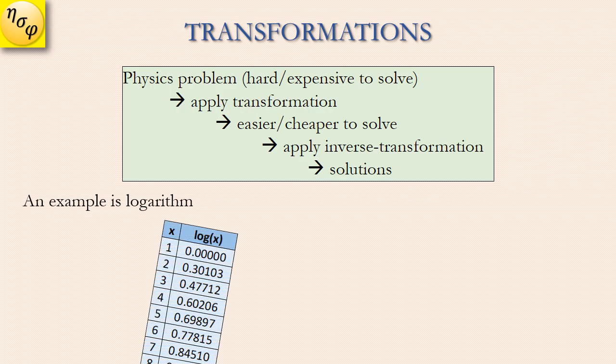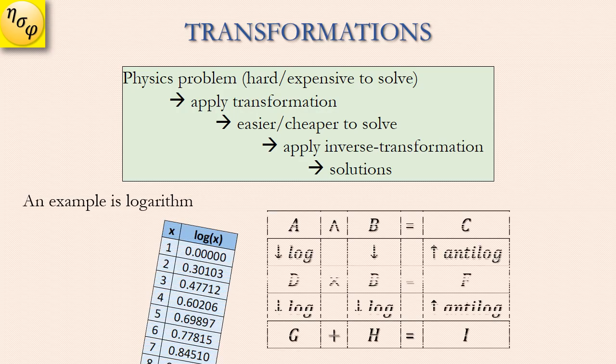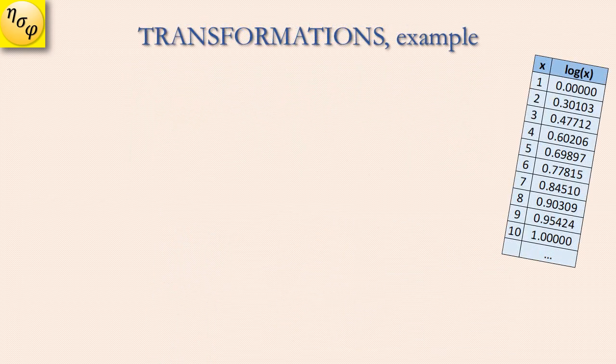Using a logarithm table and the calculation rules, we can calculate a to the power of b equals c using only multiplication, and we can calculate d times b equals f using only addition. So we are equipped with a logarithm table.